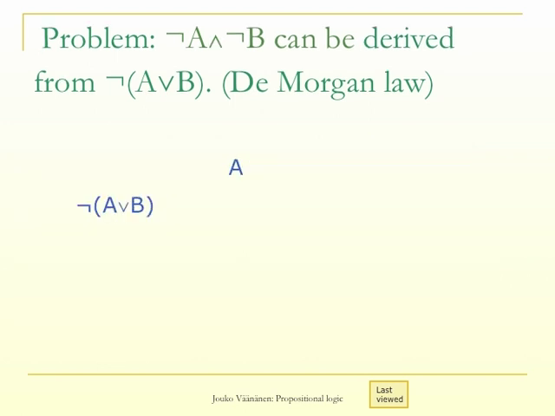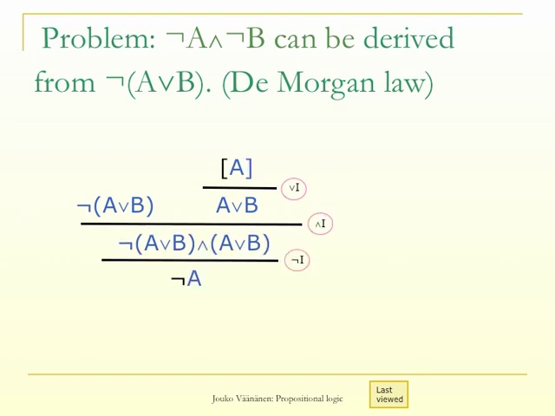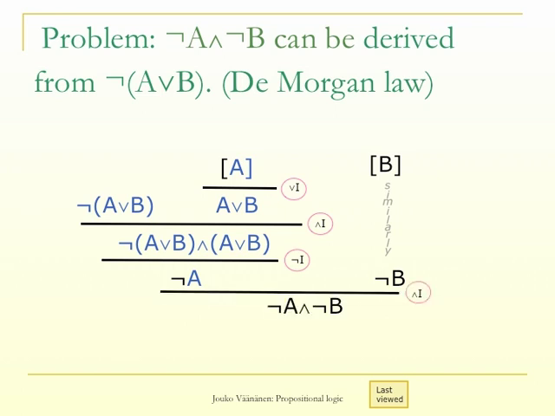So we start by writing down the assumption negation left parenthesis A or B right parenthesis, and by making the temporary assumption A in order to derive a contradiction and be able to derive not A. We get a contradiction immediately by using the disjunction introduction rule and then the conjunction introduction rule. And we can conclude not A and at the same time eliminate the temporary assumption A. We do the same for B, obtaining not B. An application of the conjunction introduction rule finishes the proof.